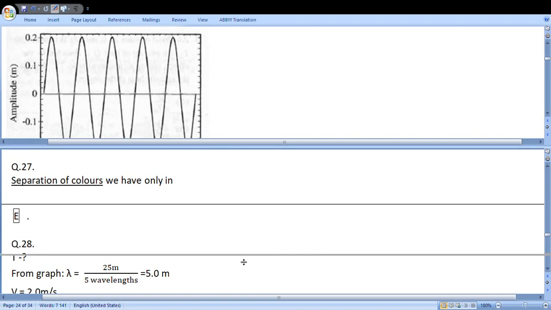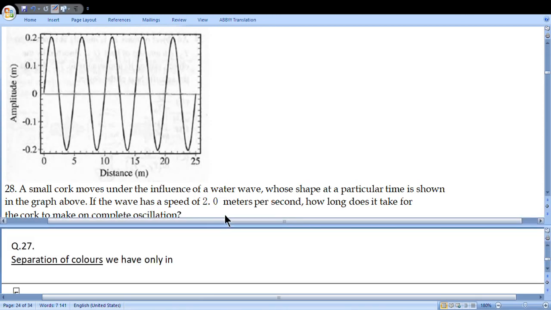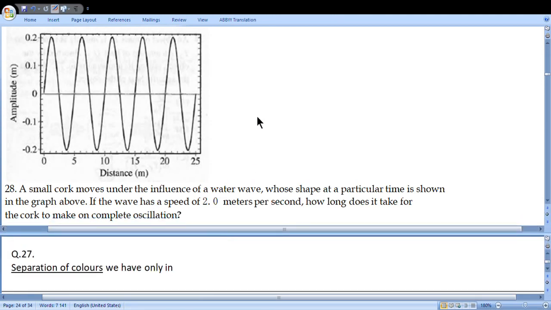28. A small cork moves under the influence of a water wave whose shape at a particular time is shown in the graph above. If the wave has a speed of 2 meters per second, how long does it take for the cork to make a complete oscillation? So we have wave. Each particle of the wave is making oscillations, and cork will show us these oscillations. So actually we need to find period.